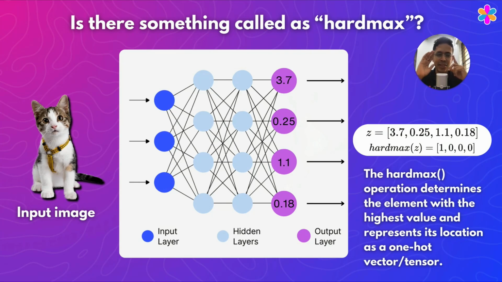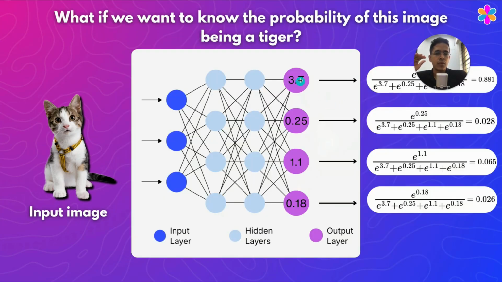So yes, there is something called Hardmax. Hardmax means it can also be considered as the maximum among the given arguments. Just look at what Softmax did. Softmax applied to these four numbers, an array of 3.7, 2.25, 1.1, 0.8, resulted in these numbers: 0.88, 0.028, 0.065, and 0.026. So the first one was the dominating number.